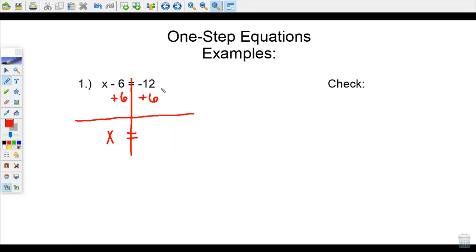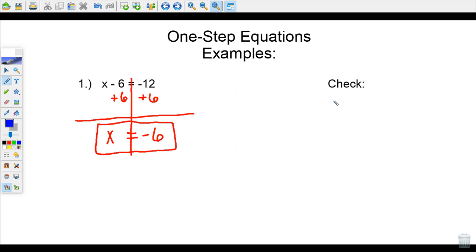Well, I know that my integer operations tell me these are different signs, so I subtract them. Negative 12 plus 6 is negative 6. x is by itself, so here's my solution. x equals negative 6. Now I'm going to show you how to check it.